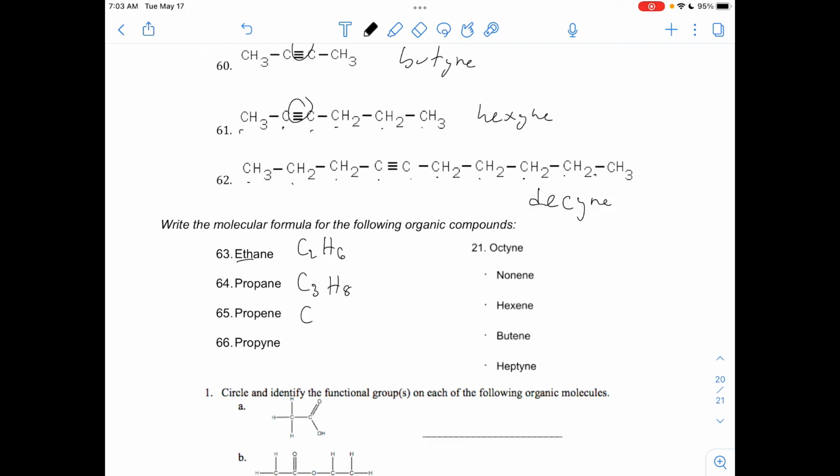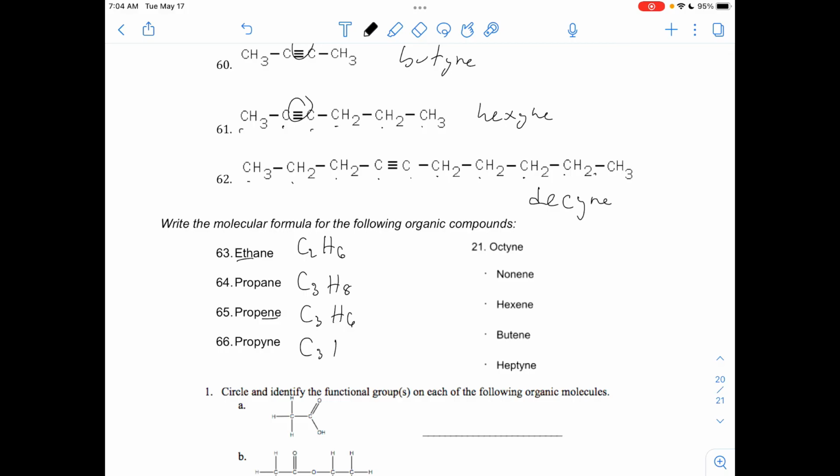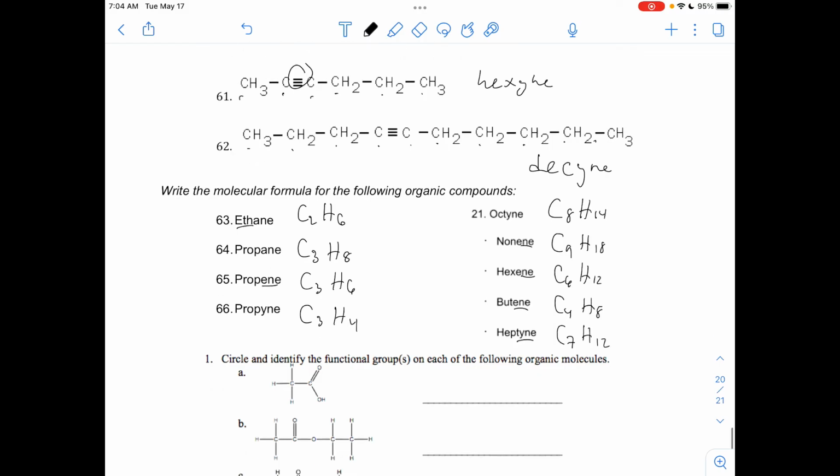Propane is C3, again I'm going to double that, add 2, so 6 plus 2 is 8. Okay, propene, I just double the amount of carbons. Enes are the easiest ones, you just double it. Propyne, you double it, minus 2, so 6 minus 2 is 4. Octyne, C8, you double it, minus 2, so 16 minus 2 is 14. Nonene is 9, so just double it, since it's ene. Hexene, double it. Butene, double it. And heptyne is double minus 2, so 14 minus 2 is 12.